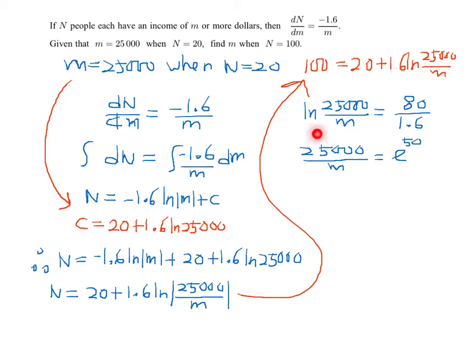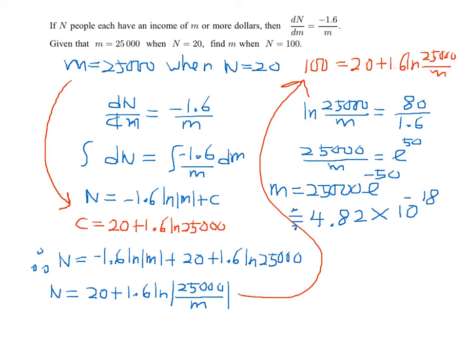So let's perform the manipulations. You arrive here, and in the end you get m equal to 25,000 e to the power of -50, and now use a calculator. You should get approximately 4.82 in standard form, times 10 to the power of -18, and the unit should be m, should be dollars, I think.